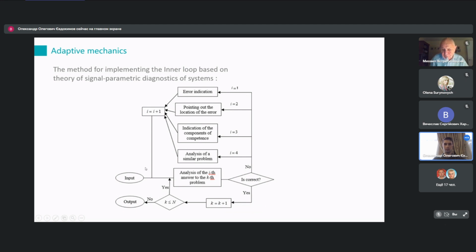If correct, it moves on, and if not correct, it points to the location. Also, if it is still not correct, then it indicates the components of competence which are not correct in the answer. And on the last step, it could analyze a similar problem.